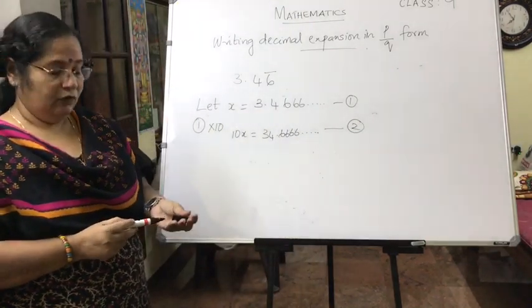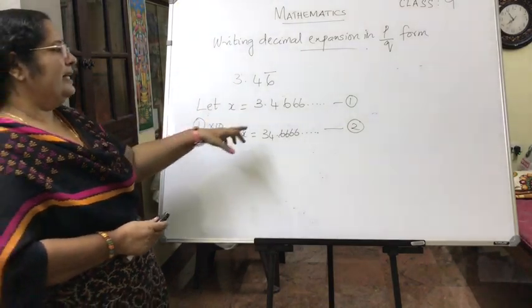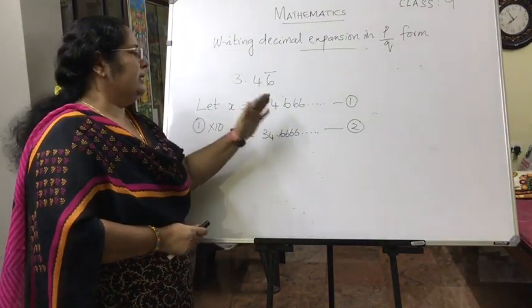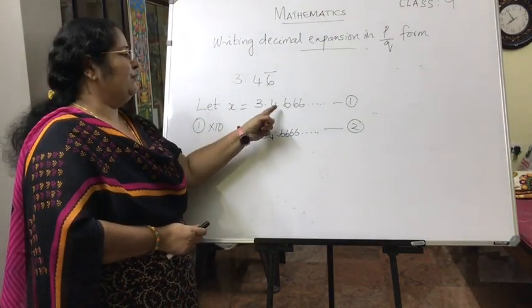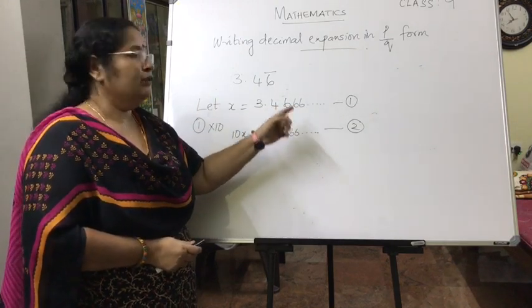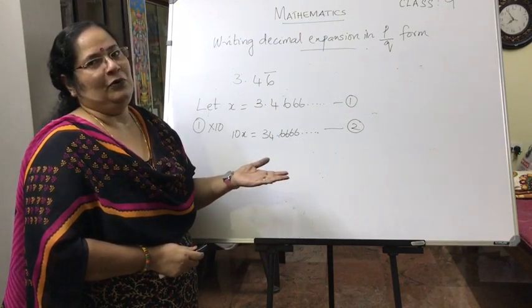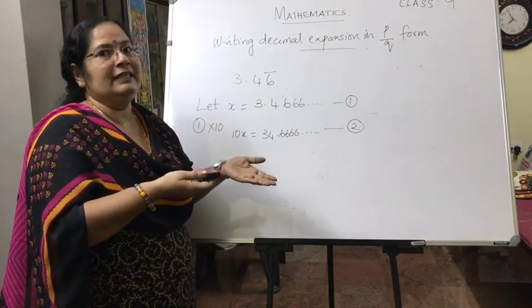Now in the earlier case, what did we do? We subtracted 2 minus 1. But here look at equations 1 and 2. Look at the decimal part. Here it is 3.46666 and here it is 34.6666. So if you subtract, will the decimal part become 0? No. So we go for further steps.